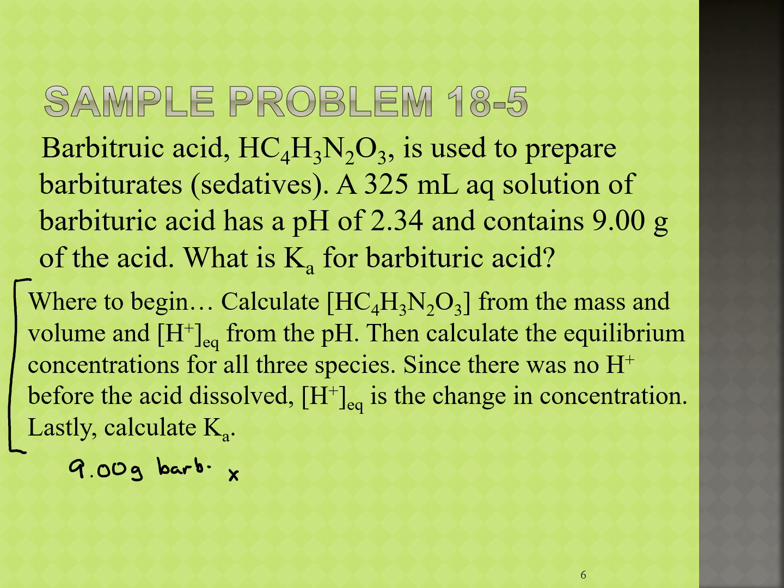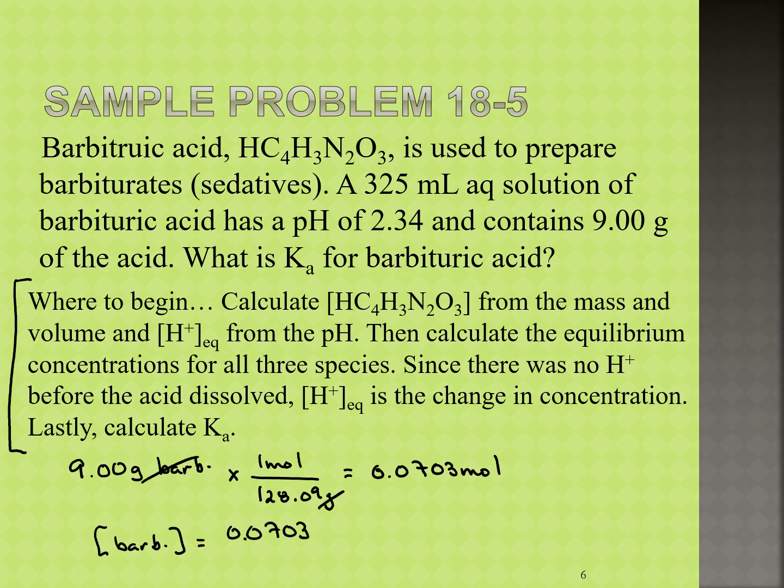Then I'm going to say there is 1 mole of it that weighs 128.09 grams. And so we have 0.0703 moles. Now if I want the concentration of the barbituric acid, that is going to be 0.0703 moles divided by 325 mL, so 0.325 liters. And we see that this is 0.216 molar. So we calculated the concentration from the mass and volume.